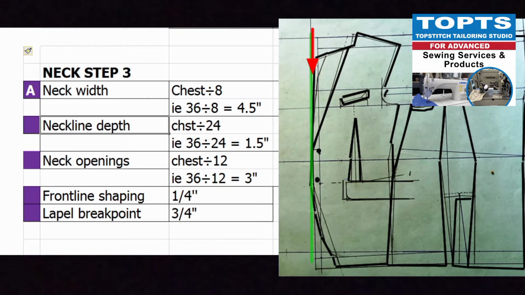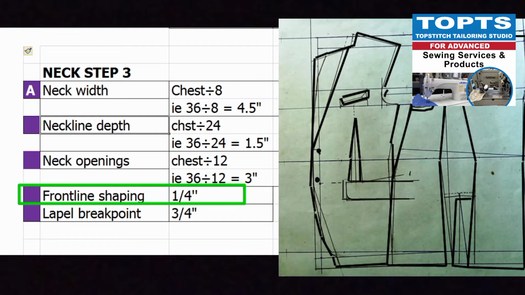Then you measure chest measurements, divide by 12. That is 36 divided by 12, giving us 3 inches. From line A, you mark downwards 3 inches from the center front line.